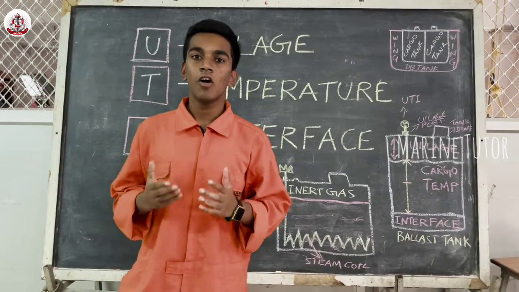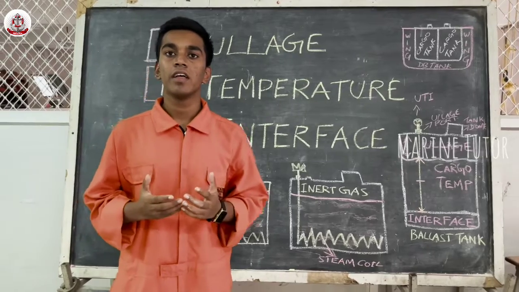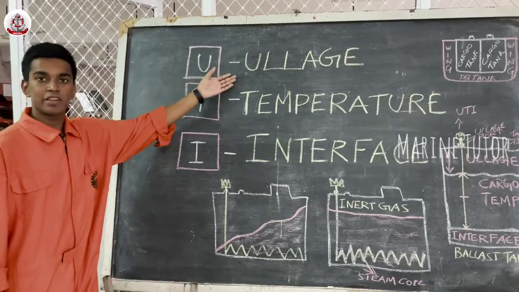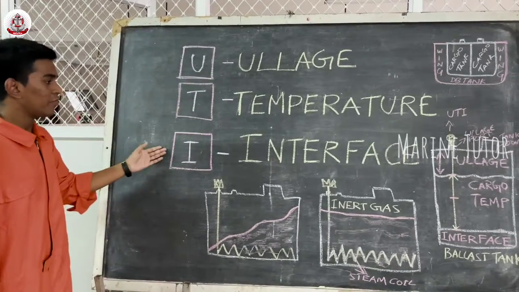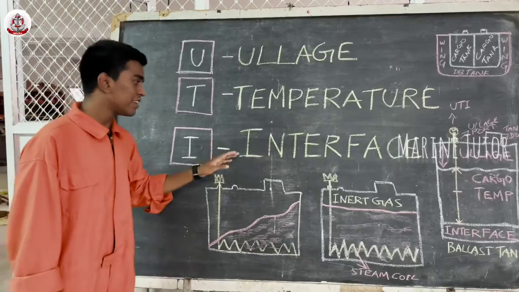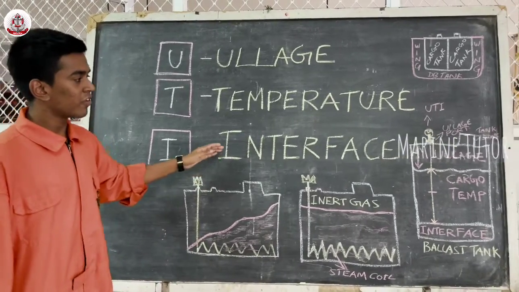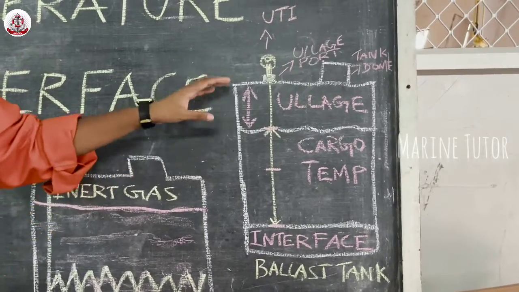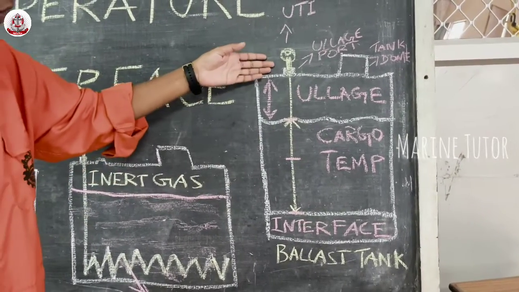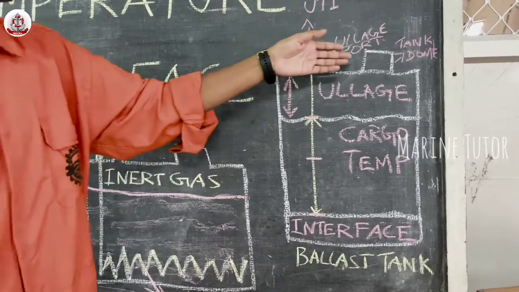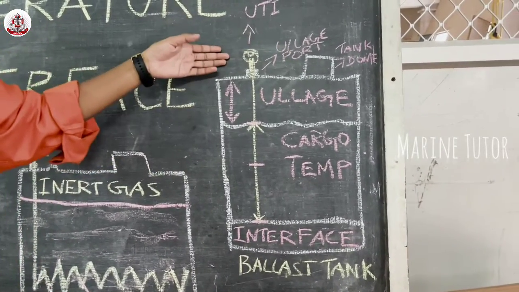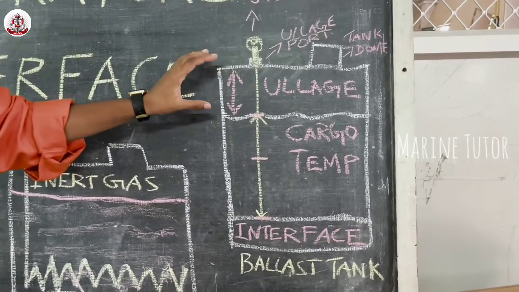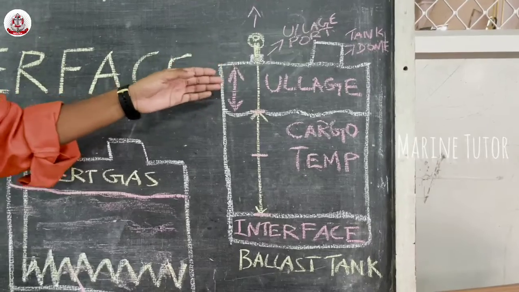So guys, now we are going to study about UTI. The full form of UTI, as you can see, U for ullage, T for temperature, I for interface. What is interface? I will tell you later on. First of all, let's come and see the cargo tank which I have drawn. This is a cargo tank, and above the cargo tank there is an ullage port and a tank dome. From the ullage port we put the UTI to measure the ullage, which is the empty space between the tank top and the cargo.